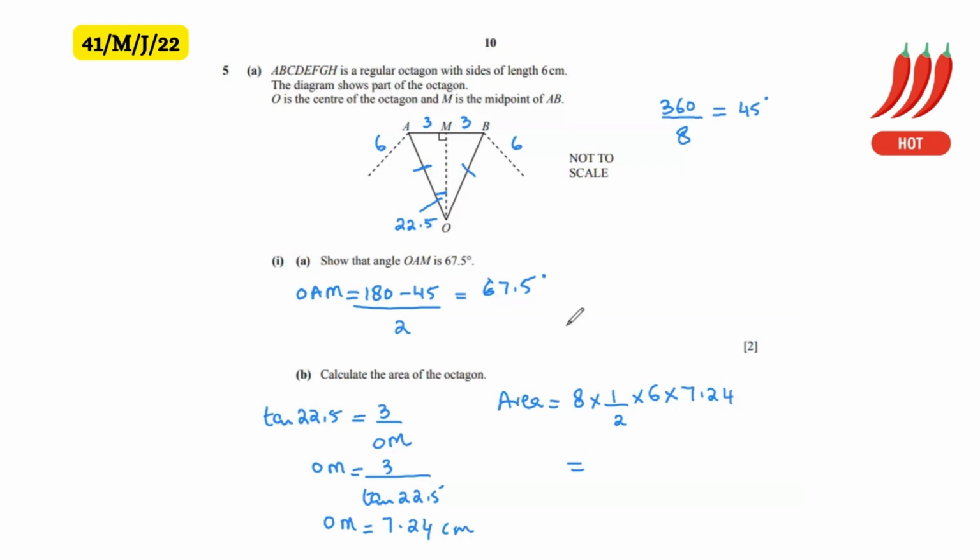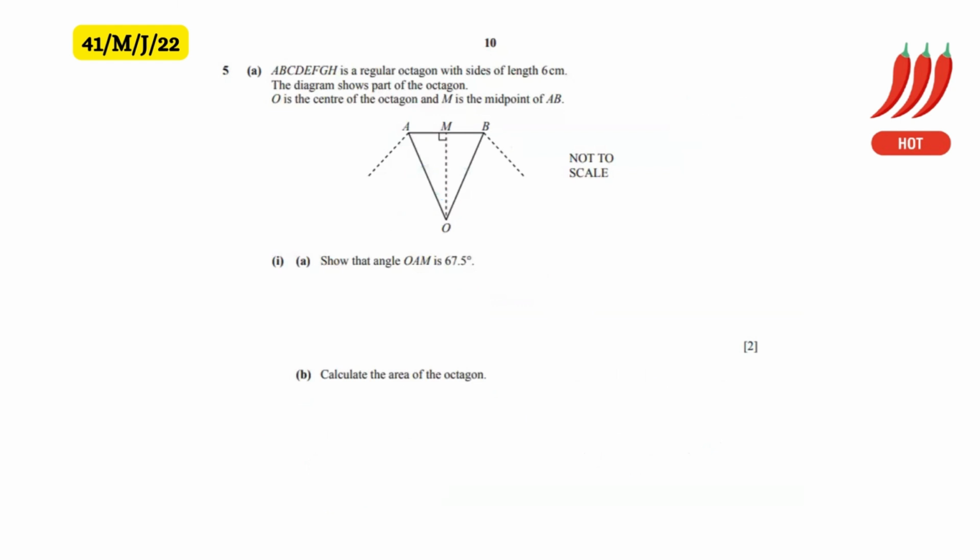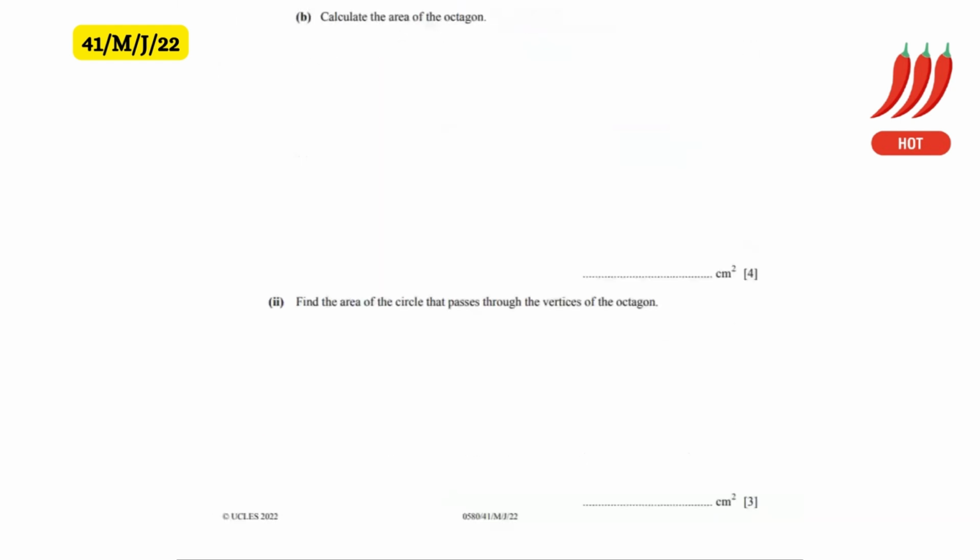So 6 times 7.24 times 8, then divided by 2. So that's 173.8 centimeters squared. That is the area of the octagon. Then it says find the area of the circle that passes through the vertices of the octagon.